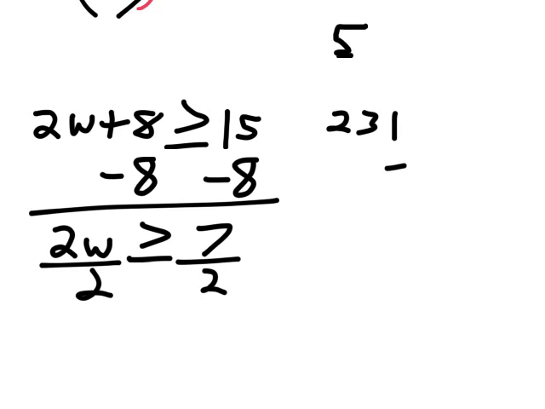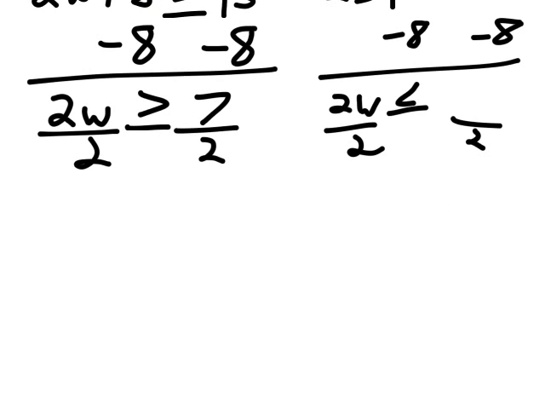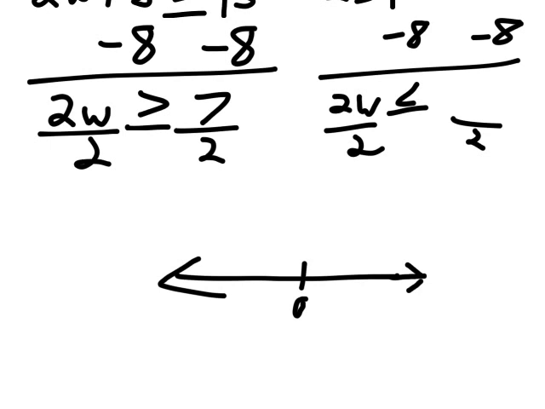And for the right side, I'll actually proceed exactly the same. Subtract both sides by 8, and divide by 2. There's our two answers. W is greater than or equal to 3.5, or in other words, 7/2. And then we would say, or w is less than negative 23 over 2.